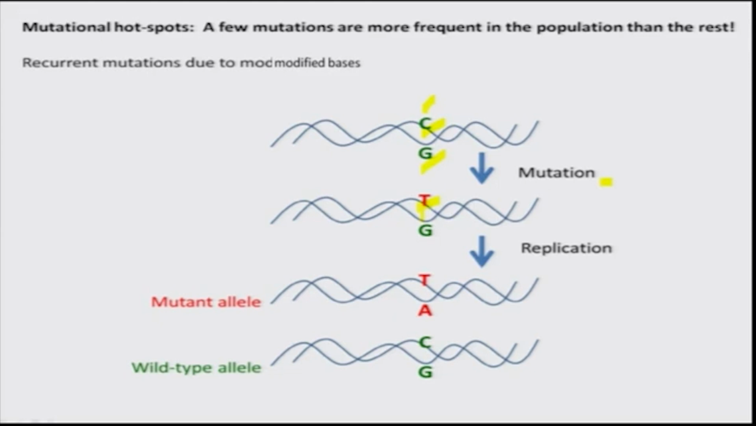There is a mechanism by which this mismatch is removed, but if it escapes, what happens when the DNA replicates? Now each strand serves as a template. If the T serves as a template, you are going to have A as the complement, so that is your mutant allele, which is very different from the parental DNA, and of course you are going to have the wild type allele. Now if this results in the formation of sperm or egg, that is going to carry a mutant allele, if it affects a function.